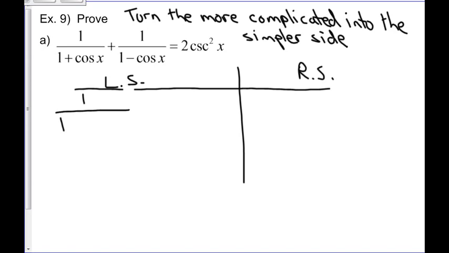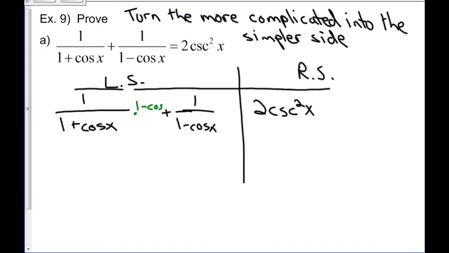Okay, so I have 1 over 1 plus cos x plus 1 over 1 minus cos x. So right away, I'm thinking, wow, that's two different fractions. The right-hand side only has one expression. I probably need to put those fractions together. And if I do that, I need a common denominator. That means multiplying the first one by 1 minus cos x over 1 minus cos x, and the second one by 1 plus cos x. The reason we can do that stuff in green is because that's really just the number 1 that I'm multiplying by. So let's see what that gives us.